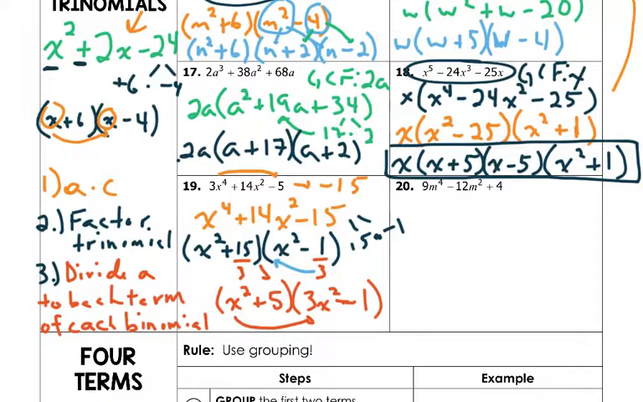Now, if we did FOIL, you see how this works. 1x squared times 3x squared gives us 3x to the 4th, like we have up here at the top. You can go ahead and FOIL this out if you'd like, just to prove that this is the final answer. 100% it is. So that's how it's done.